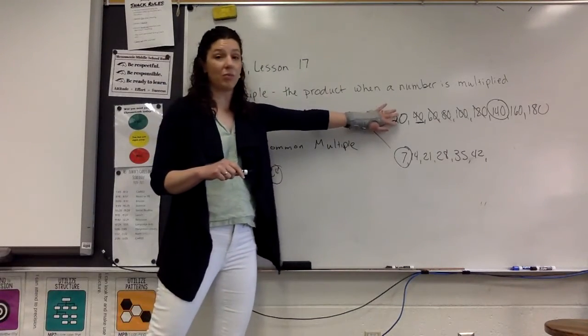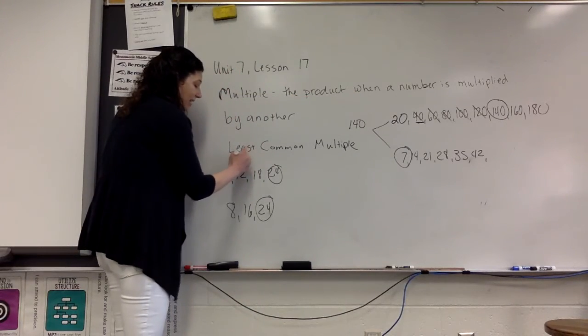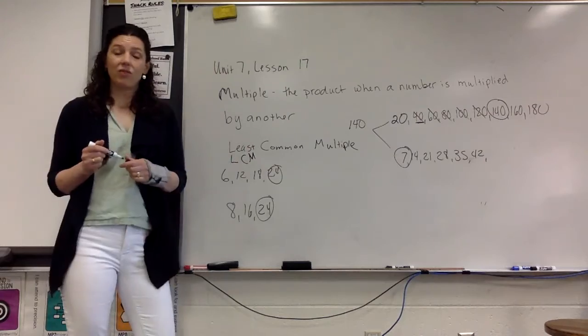Sometimes multiplying the two numbers together gives the least common multiple, or we sometimes see this abbreviated as LCM, but sometimes we have to do a little bit more digging.